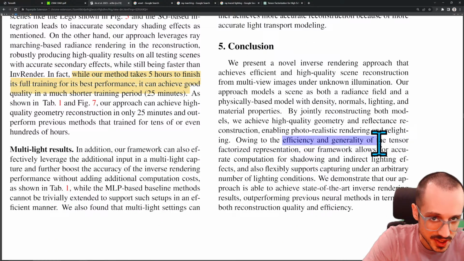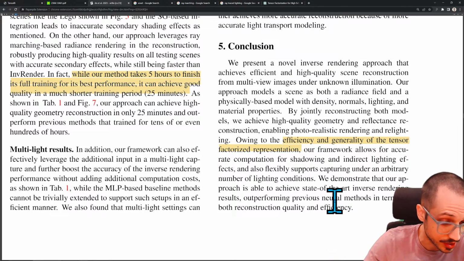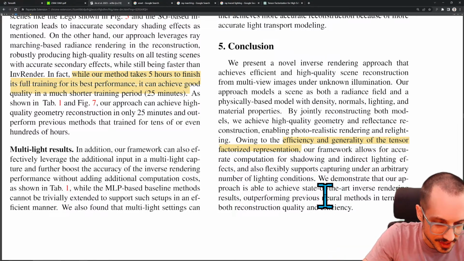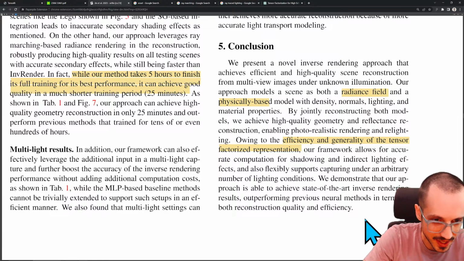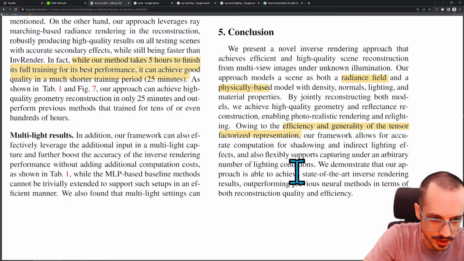Owing to the efficiency and generality of the tensor factorized representation, which I think is really the platform upon which this work sits, the TensorRF seems really strong. But then I also think that the thing they did here, using both physically based rendering and a radiance field rendering, I think that is very novel, and I do think they deserve credit for that. We demonstrate that our approach is able to achieve state-of-the-art inverse rendering, outperforming previous neural methods in terms of both reconstruction quality and efficiency.